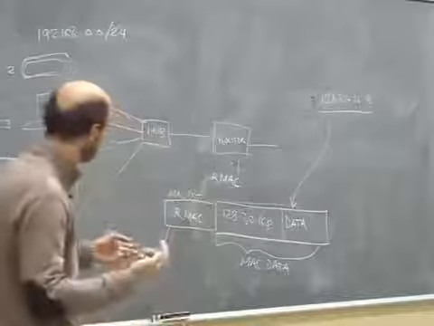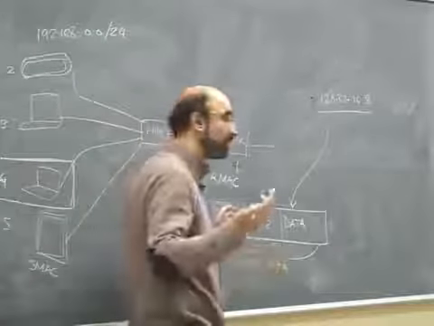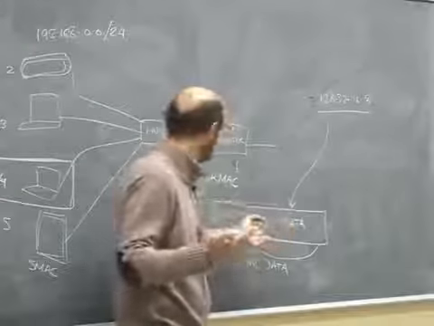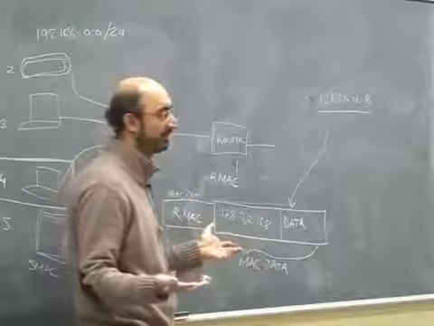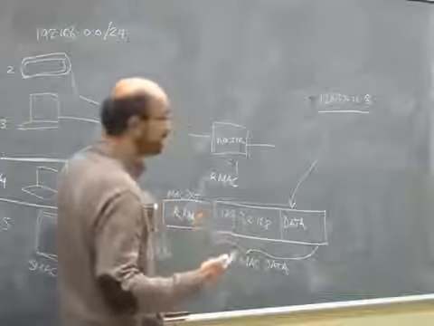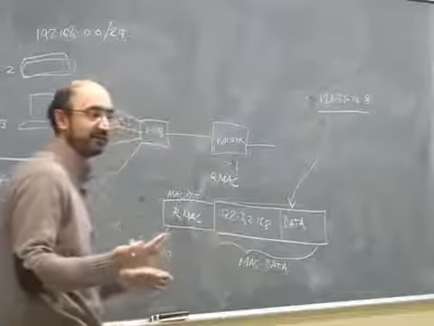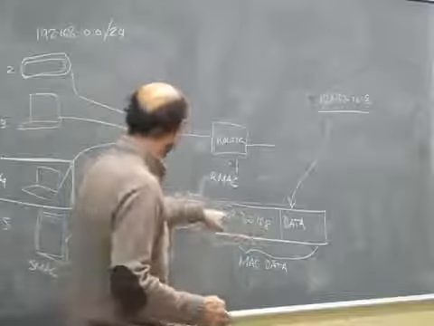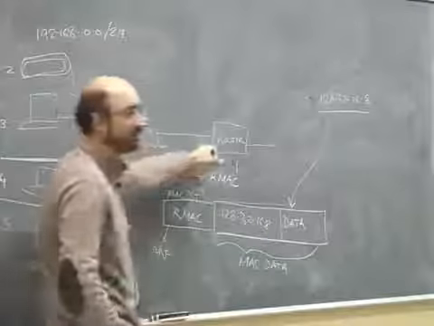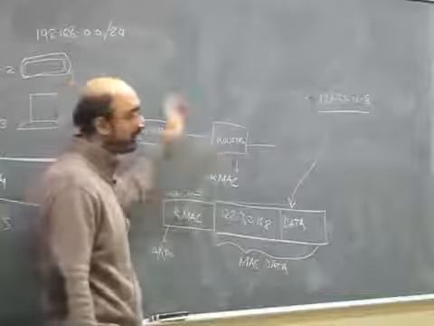But we have to discover not that IP address. We can't broadcast 128.32.16.8 and say, give me the MAC address for that, because nobody knows that. We have to broadcast the router's IP address and say, give me the MAC address for that. So ARP cannot resolve this IP address, but it can resolve 192.168.0.1 over here. So how do we decide this?